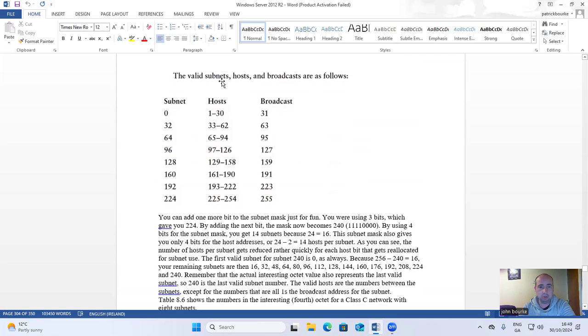The valid subnet, host, and broadcast addresses are as follows: subnet 0, host 1 to 30, broadcast 31; subnet 32, host 33 to 62, broadcast 63; subnet 64, host 65 to 94, broadcast 95; subnet 96, host 97 to 126, broadcast 127; subnet 128, host 129 to 158, broadcast 159; subnet 160, host 161 to 190, broadcast 191; subnet 192, host 193 to 222, broadcast 223; subnet 224, host 225 to 254, broadcast 255.